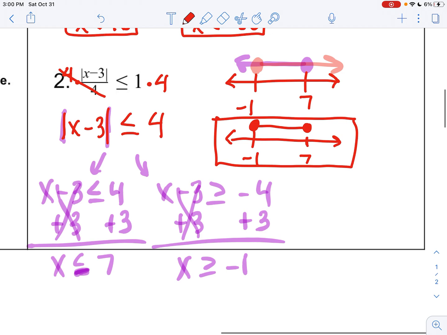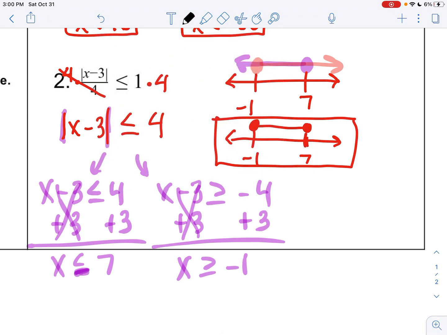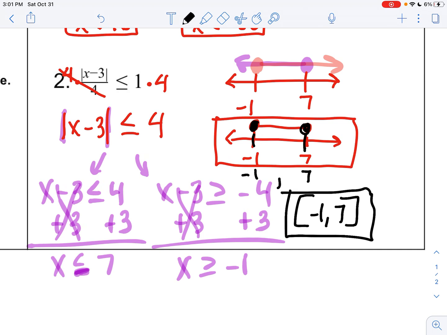And now for this one, we actually did this one last time when we did some examples in the last notes. So I'm going to write negative 1 and 7. Notice we don't have an arrow in both directions. It's just a 7 and a negative 1, and it stops at either of those points. So we're going to put a comma in between. So it goes from negative 1 to 7. And remember, closed circles get brackets. So it's going to look like this. And that's it. That's your final answer for the interval.